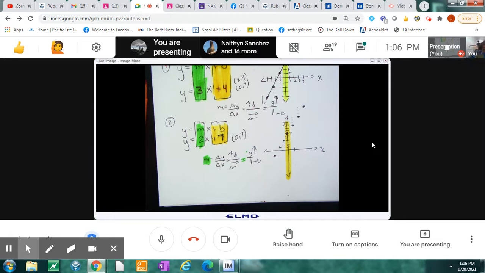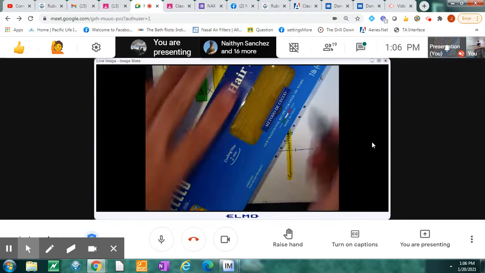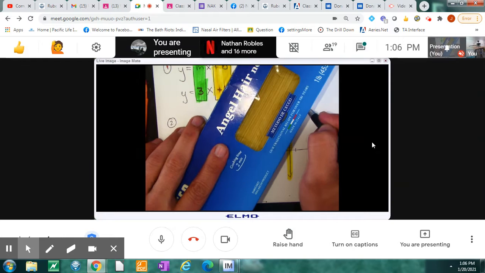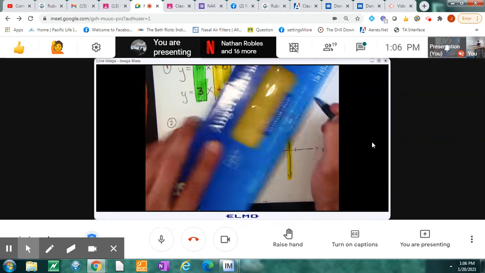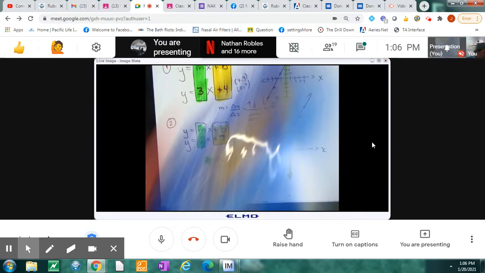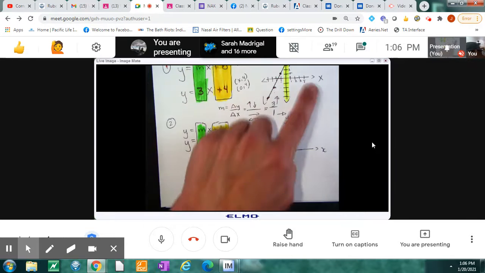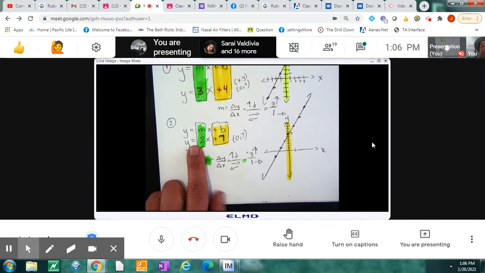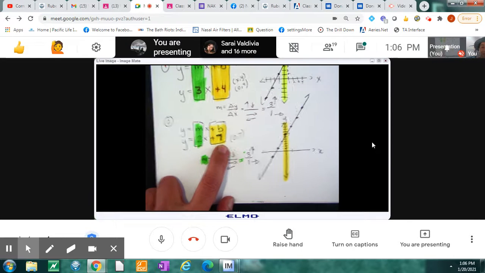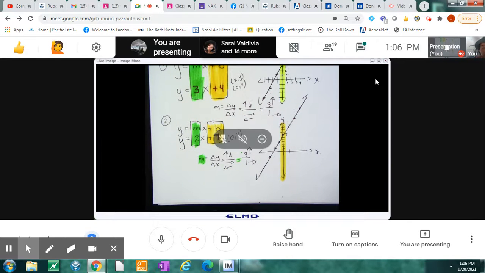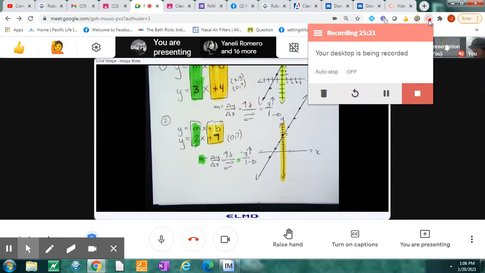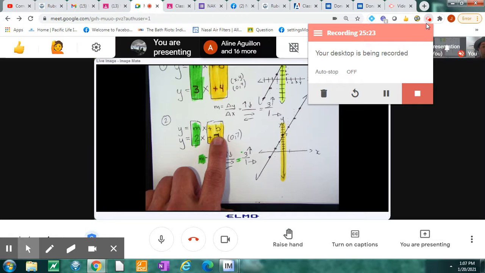I got my angel hair. Here we go. Yeah, there you go. There's your line, there's your equation. This line represents y equals 2x plus 7. And again, let me start it over. You've got your starting point because it's in what's called slope intercept form.